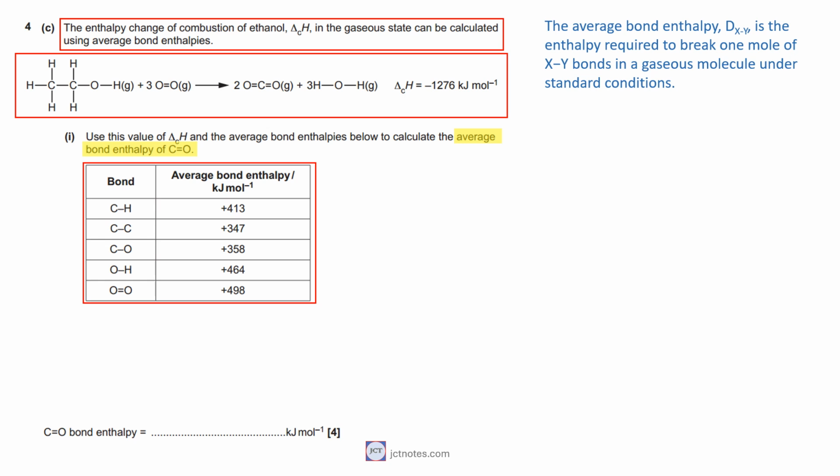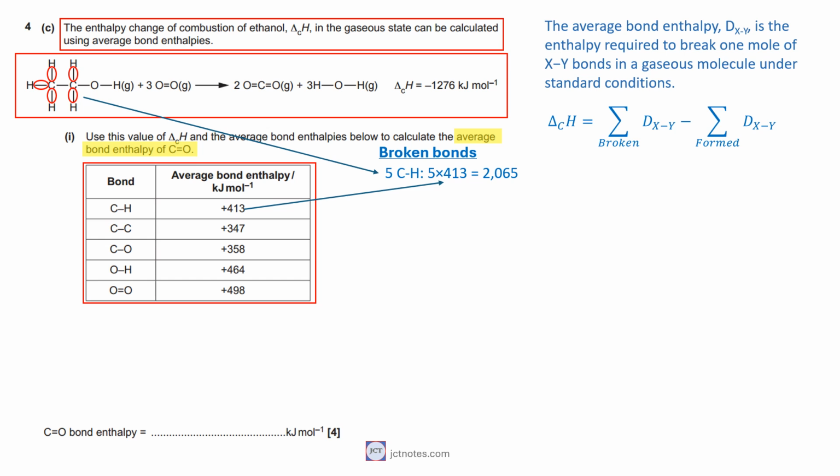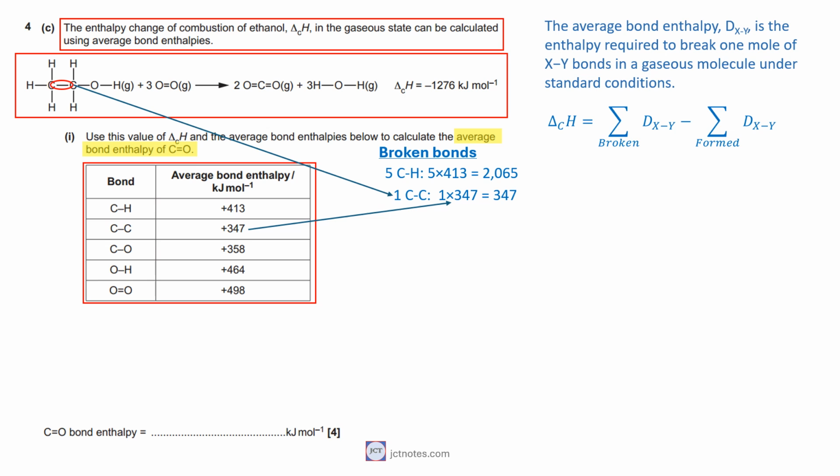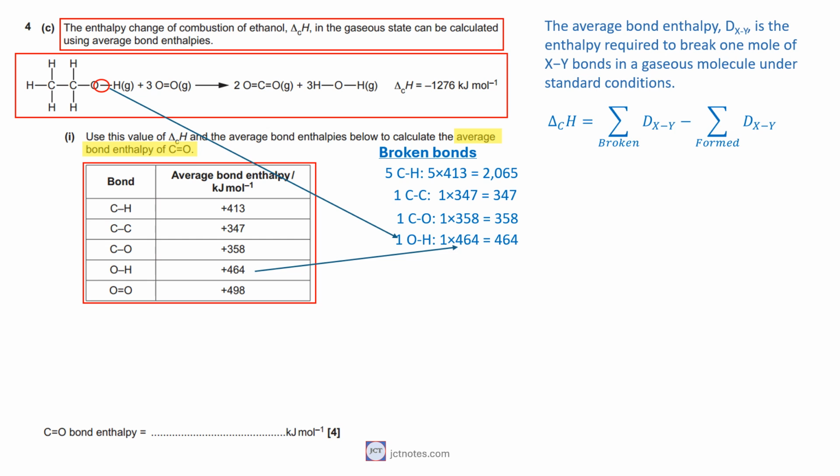The enthalpy change of combustion can be calculated as the difference between the sum of all the broken bonds and the sum of all the formed bonds. In the reaction given, we have the following broken bonds in the ethanol. 5 carbon-hydrogen bonds, giving a total of 2065 kilojoules. 1 carbon-carbon bond, giving a total of 347 kilojoules. 1 carbon-oxygen bond, giving a total of 358 kilojoules. 1 oxygen-hydrogen bond, giving a total of 464 kilojoules.